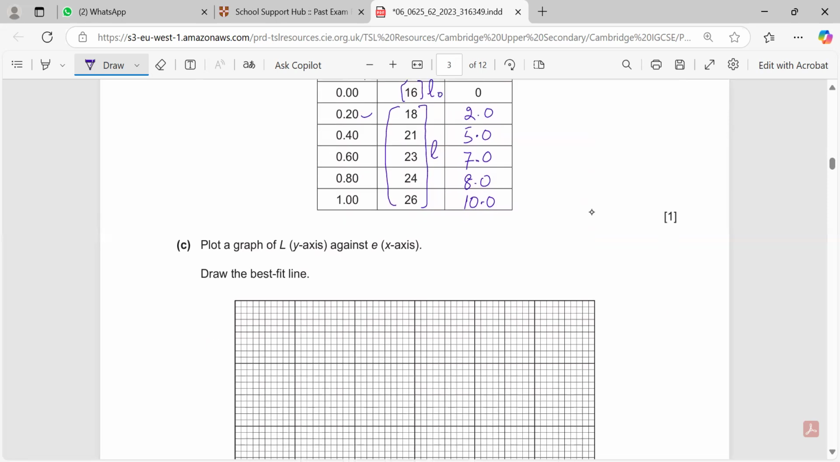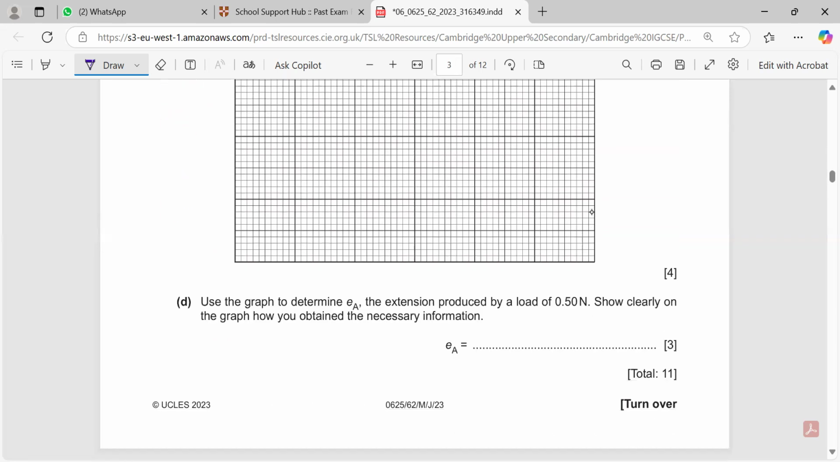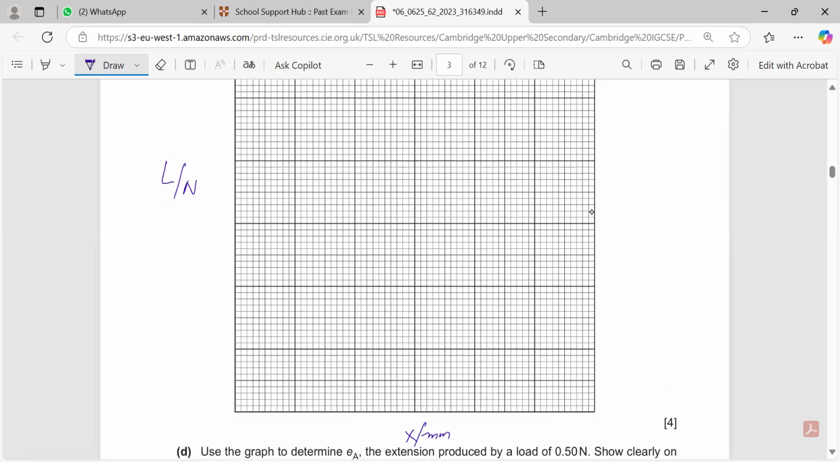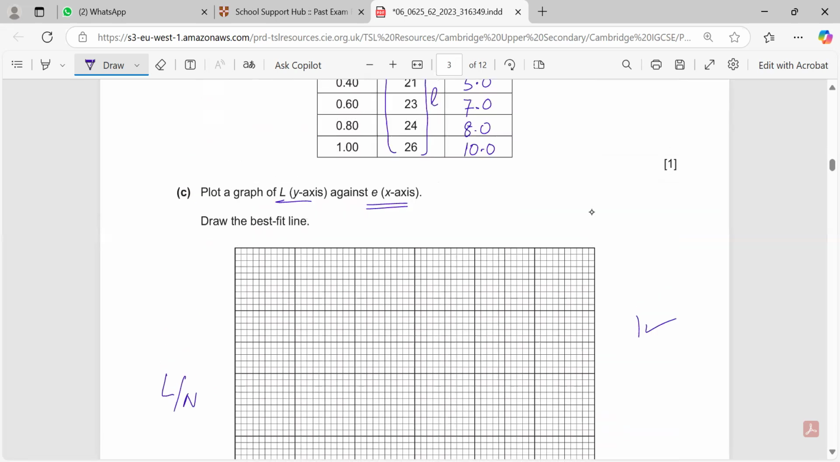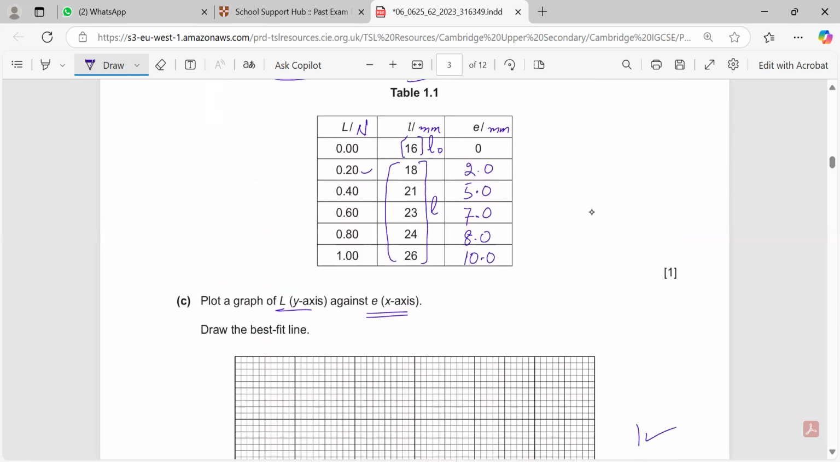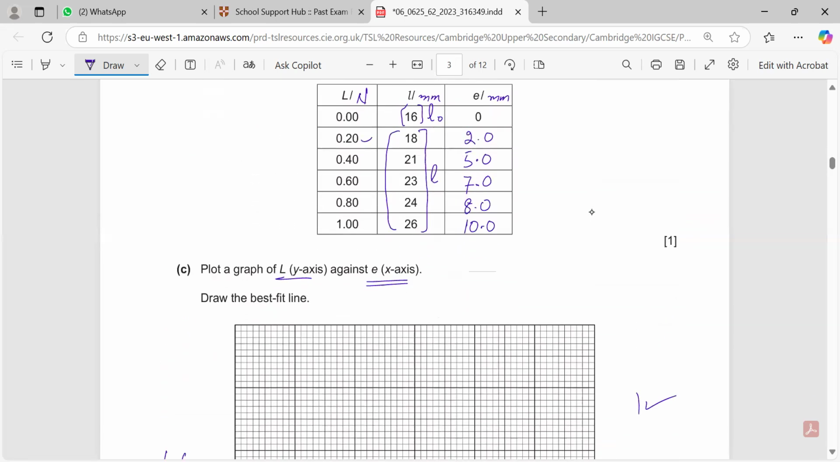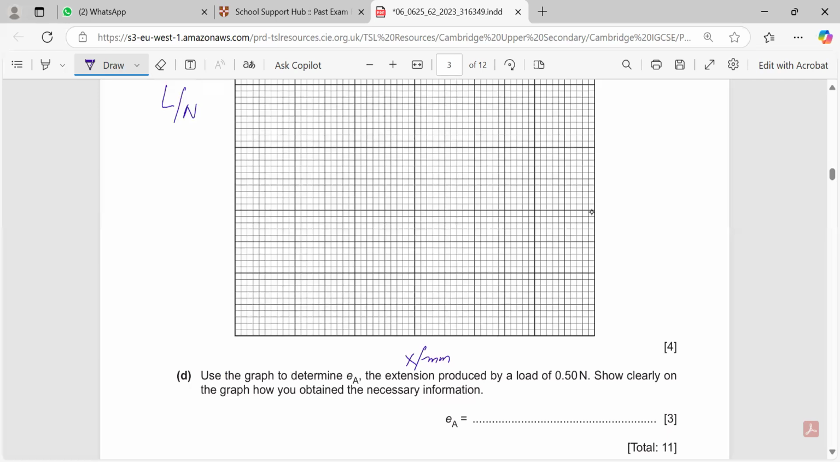Plot a graph of load on y-axis against extension on x-axis. No worries. So we will be writing here load but with unit in newtons on y-axis, and extension but that is in millimeters, be very careful, on x-axis, and we scored our first mark. Now we need to scatter the data. Load is from 0 to 1. So no problem, we can start from the origin. This is 0, 0.0. Here it will be 0, 0.20.